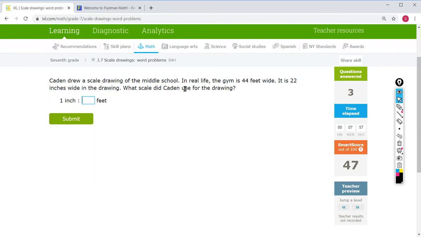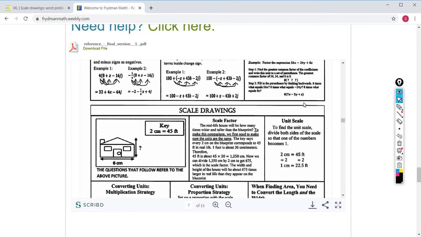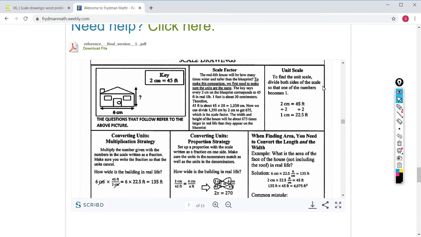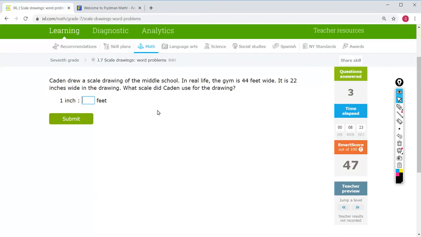Caden drew a scale drawing of the middle school. In real life, the gym is 44 feet wide. It is 22 inches wide in the drawing. What scale did Caden use for the drawing? 1 inch corresponds to how many feet? So once again, this is a problem like this one over here, where we're looking for the unit scale. So we need to write the numbers out, and then we need to divide. And we have to divide strategically so that we get the 1 next to the units that we actually want it next to.